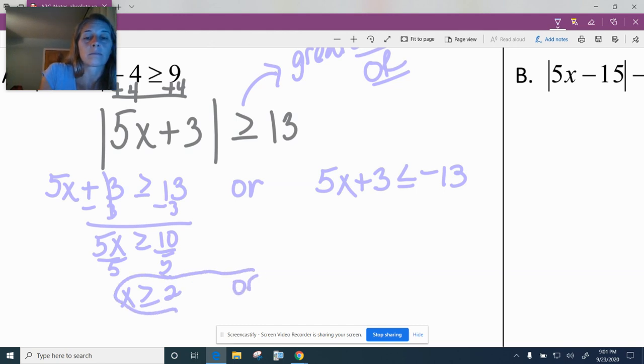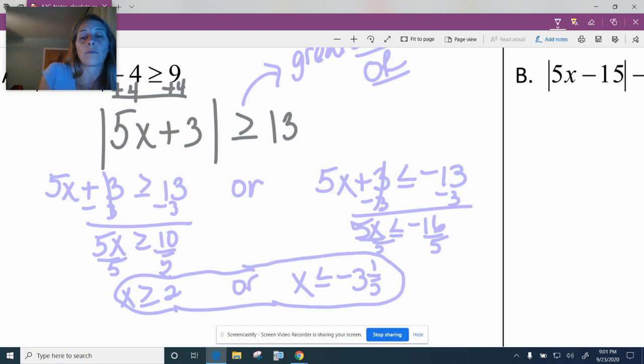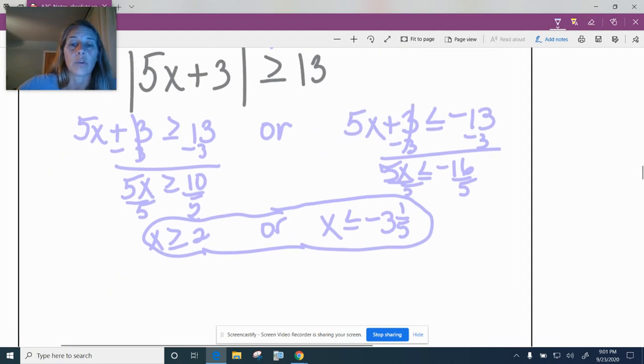Or, and on this side, I'm going to subtract 3. 5x is less than or equal to negative 16. And then that gives me a fraction. So x is less than or equal to negative 3 1/5. And I don't care if you write it as a decimal or you leave it as the improper fraction, whatever helps you graph on the number line.